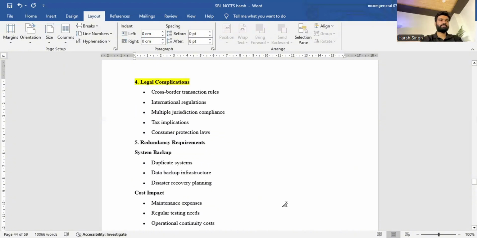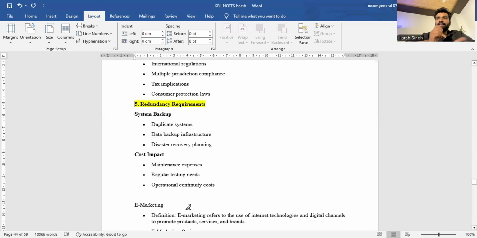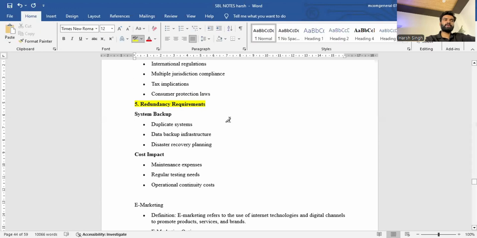Redundancy requirement. A redundancy requirement will be there. Data disaster recovery, data backup, duplicate system, expenses, regular testing. A lot of extra cost will be required from your end. All this is a part of your e-business. I hope now e-business is clear to all of you, everyone.